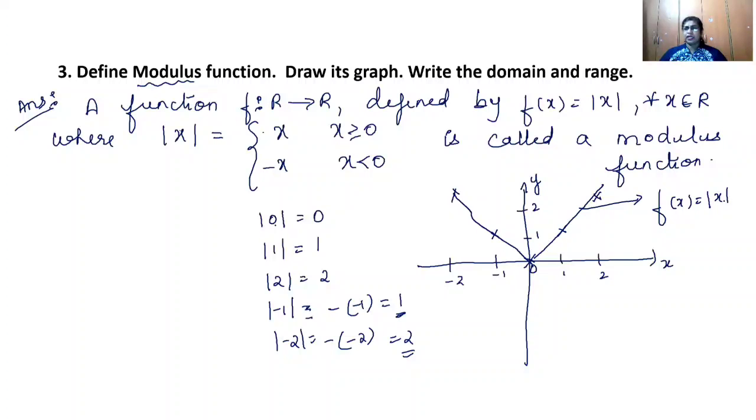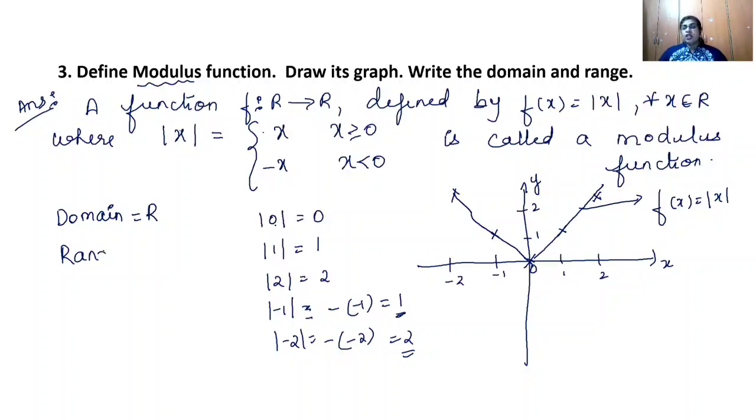Okay, hope it is clear. So you are getting a V-shaped graph which passes through the origin. There is no chance of getting negative values, below the x-axis, no chance of getting it. So what is the domain now? What is the domain of this modulus function? Domain is R. What is the range?